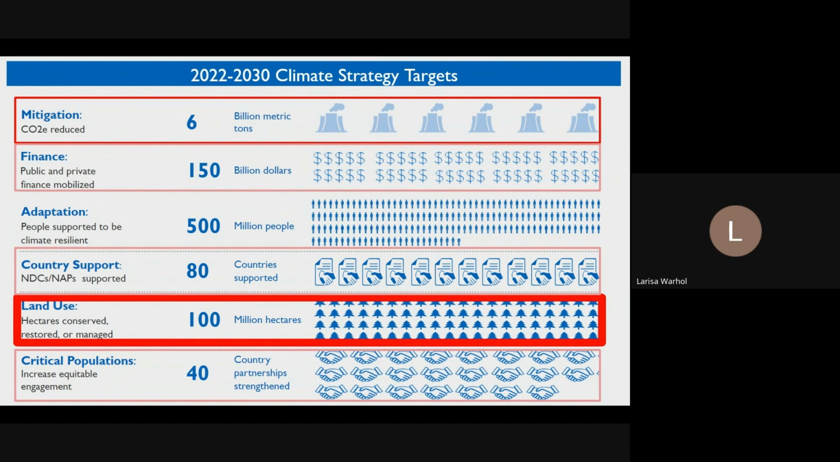These are the 6 climate strategy targets. They include mitigation, finance, adaptation, country support, land use, and critical populations. In terms of the NCS division, we are really focused on the ones that are highlighted in red. In particular, the big one highlighted in red is land use, in terms of the 100 million hectares that's conserved, restored, or managed. And so in fact, EG 13.8 is pretty much the sole source of data that we're using to meet this climate strategy target. That's why we're talking about it specifically today, because not only is it an important indicator for the NCS division, it is one of the key indicators for our climate strategy. Next slide, please.